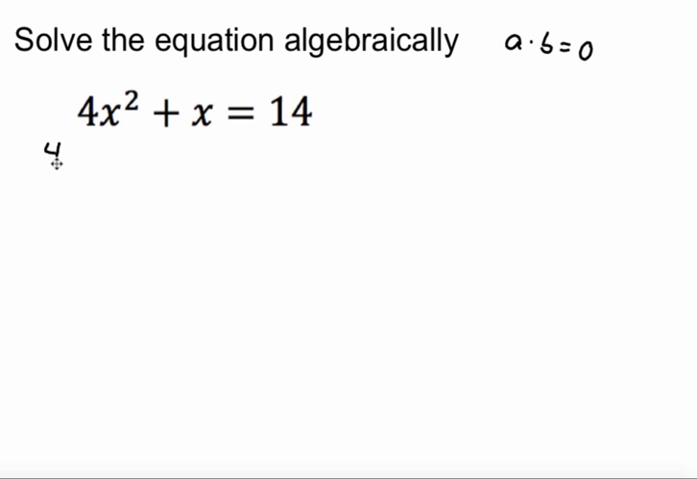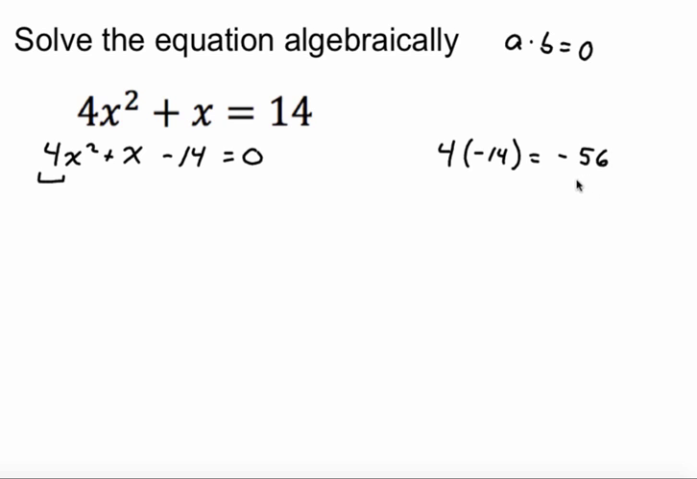So I'm going to move all my terms over to this side. So 4x squared plus x, and then subtract 14, and that equals 0. Now we need to factor. To factor, this is an AC method problem because we have a value in the leading coefficient other than 1. So I need to find factors of 4 times negative 14 that sum to 1. So 4 times negative 14, negative 56 is the product.